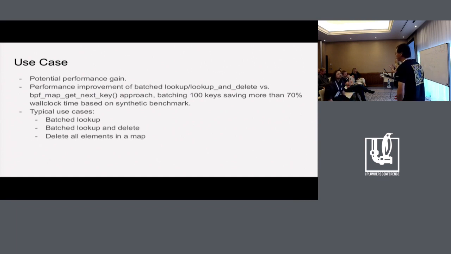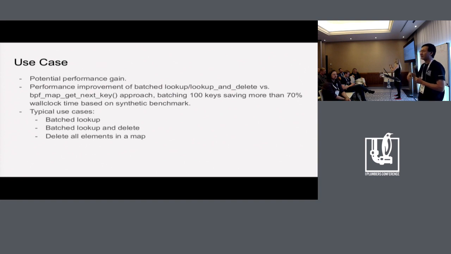The current approach user space typically takes is to go through the keys one after another, like BPF map get next key. In typical user space, you get the next key, then you do something about this key, look up and get the value, or delete the previous key, and then go to the next one and get the next key, one syscall at a time. The batching approach will give you performance because it's able to do, say, 100 key lookups or 100 key deletes at a time in the kernel.